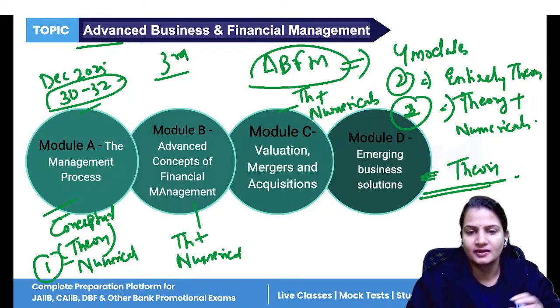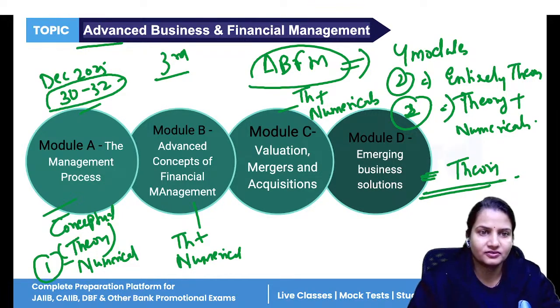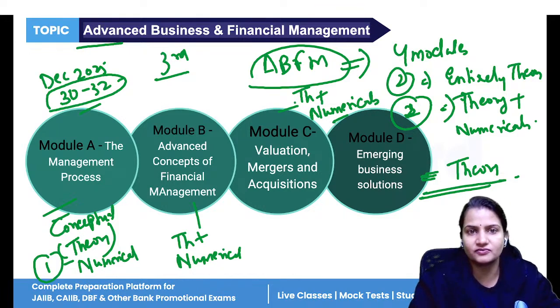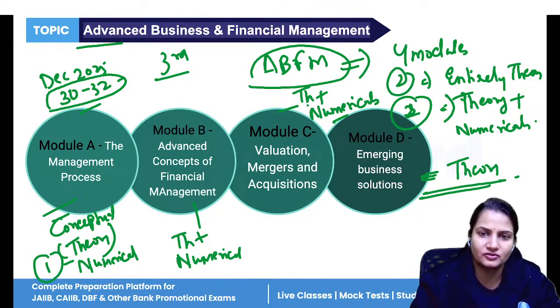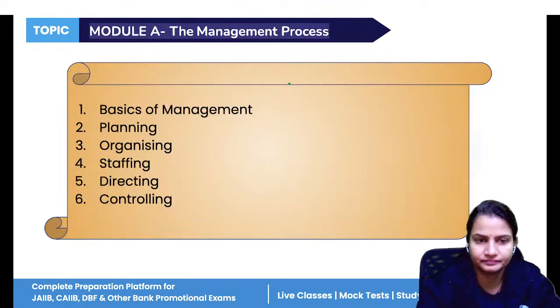So these are the modules where you have to study theory, and some modules where you have to study theory plus numericals. Theory is just for your basics, and numericals are how you will practice those questions.